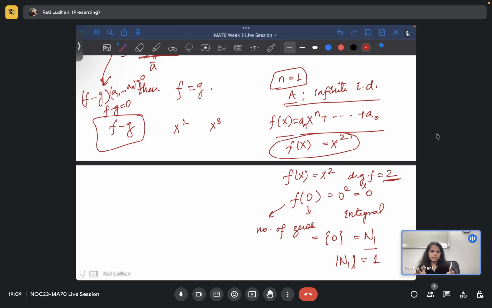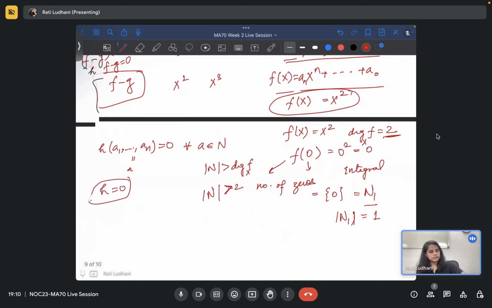You think of f minus g and replace it by a new polynomial, let's say h. So h is 0 at a, where a belongs to N, and the cardinality of N is greater than the degree of f with respect to x, that is 2. If the cardinality of N is bigger than that, then only you can say h is equal to 0. So here the case is not applicable.